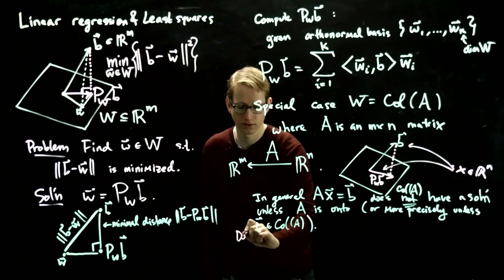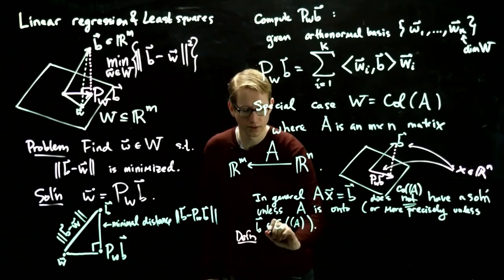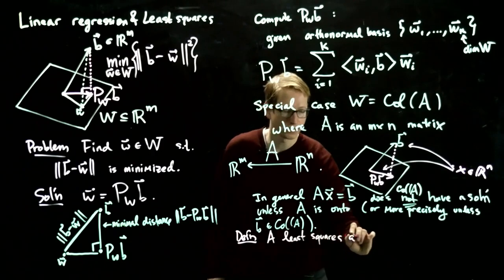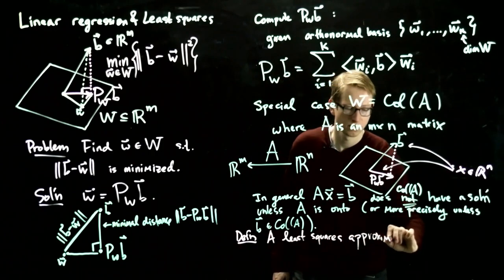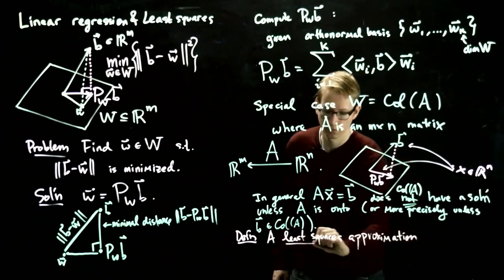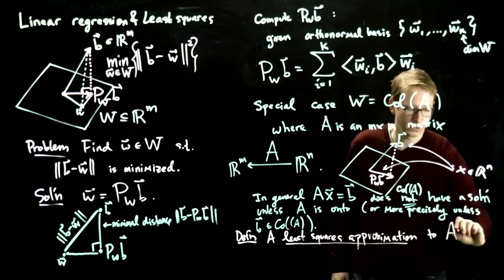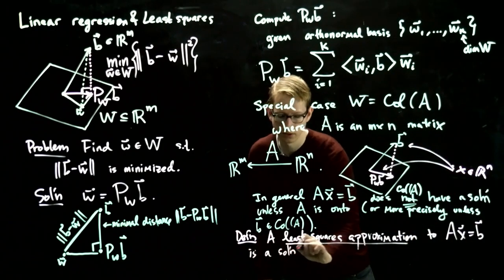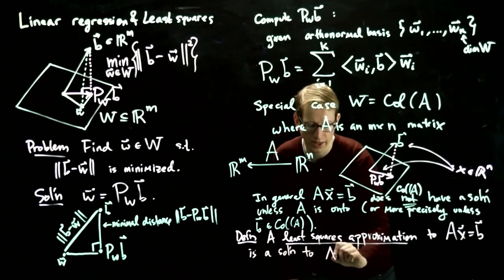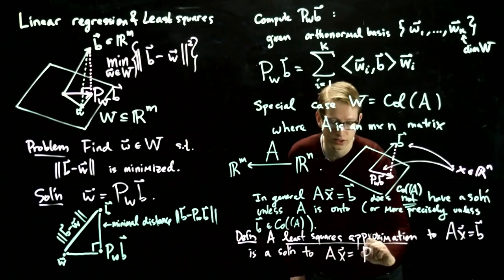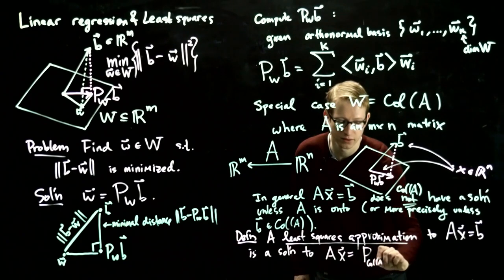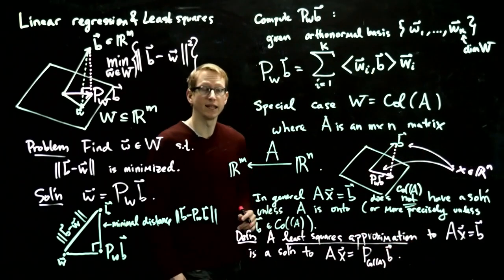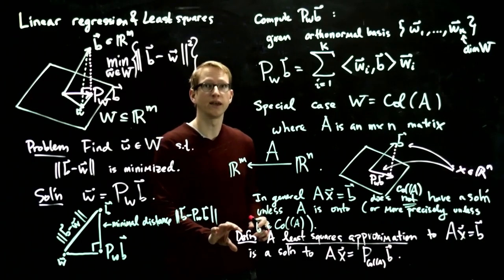So we make a definition based on this idea: a least squares approximation to the linear system Ax equals B is a solution to the associated linear system Ax equals the projection onto the column space of A applied to our given vector B. And it's this problem that we'll be focusing on solving in the next few videos.